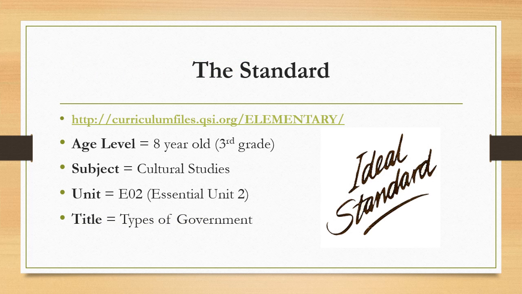The specific standard that I'm choosing to unpack, I went further into the curriculum files and I went under the elementary section. Then I found my age level, which was 8-year-olds, that's the 3rd grade level. The subject I chose was cultural studies. The unit was EO2. EO2 simply stands for essential unit number 2. And then the title of the unit is types of government.